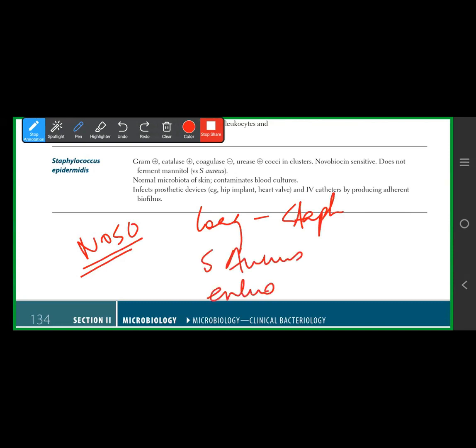Whenever you think about nosocomial bloodstream infections, I want you to think about coagulase negative staph, Staphylococcus aureus, enterococci, and also Candida. These are the most common pathogens with respect to nosocomial bloodstream infections: coagulase negative staph, Staphylococcus aureus, enterococci, and Candida. Now the next staph is, I think, saprophyticus.